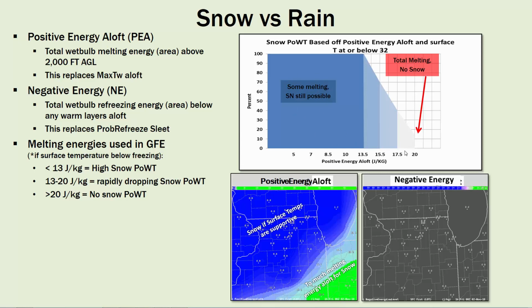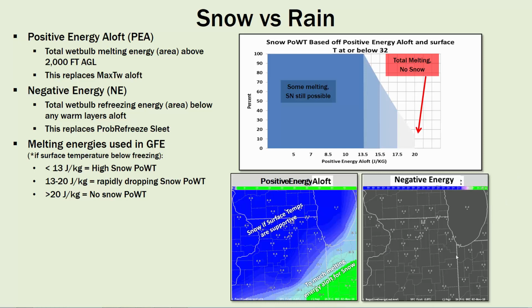However, once you get more and more positive energy, your probabilities of snow are going to dwindle quite quickly. And once you get about 20 joules per kilogram, which represents the green areas in the figure down here, that's considered too much melting, so snow will not be possible anymore.